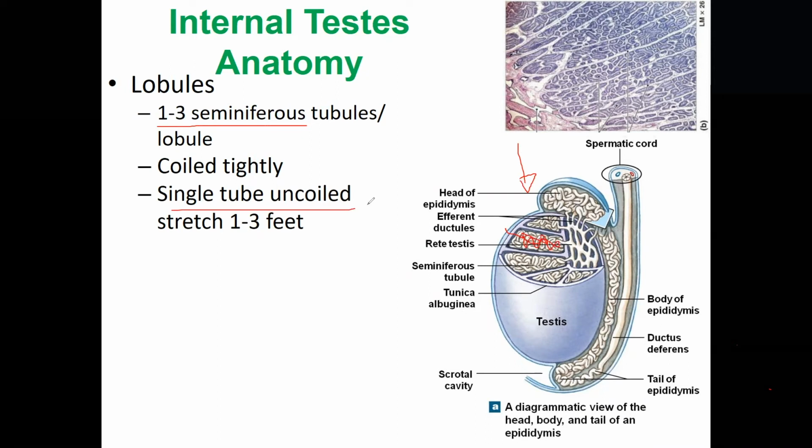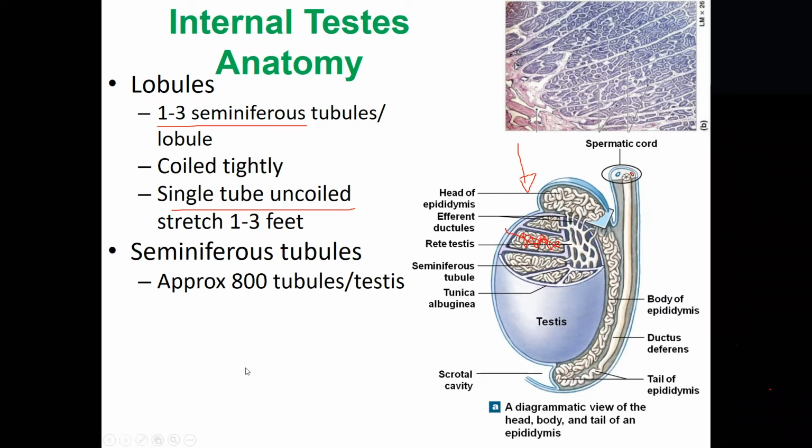If we were curious, if we wanted to uncoil a tubule, we would find that it stretches about 1 to 3 feet. There's going to be anatomical variations from person to person. And there are about 800 tubules per testis. Again, testis is one singular. We have 2 testes in the human body. So, right, 1,600 tubules per the human body.